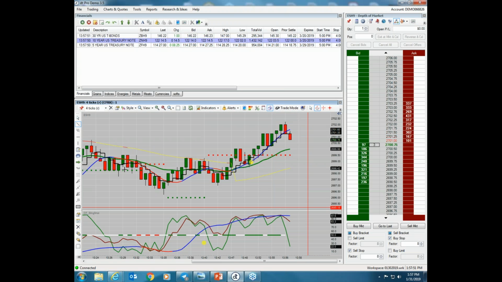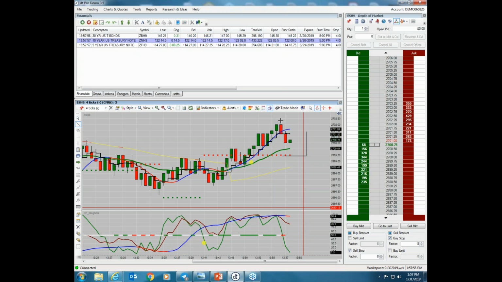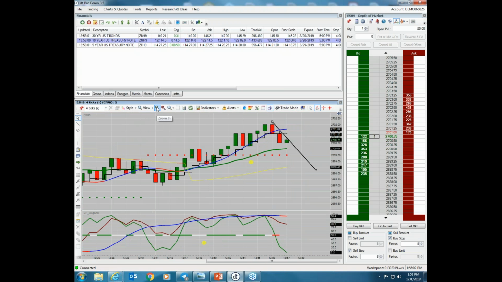We're looking for the market to do what? The normal thing. Gravitate toward the green line. There is my trend line. That's how your trend line should be drawn. Off the wick, off the wick.